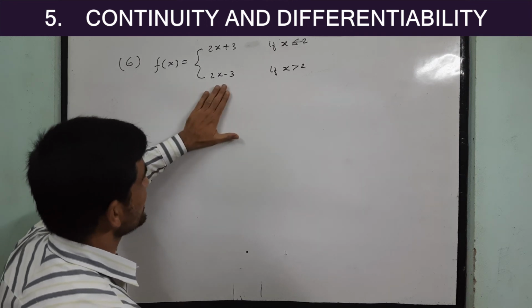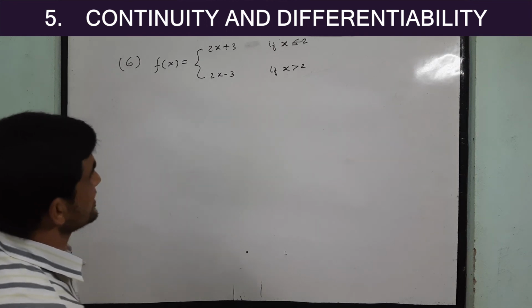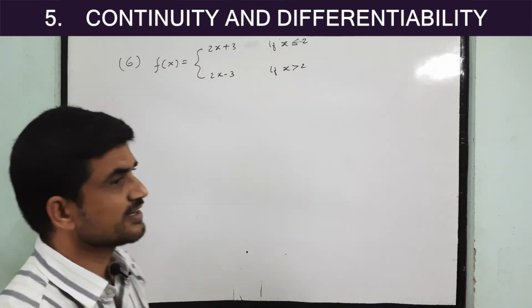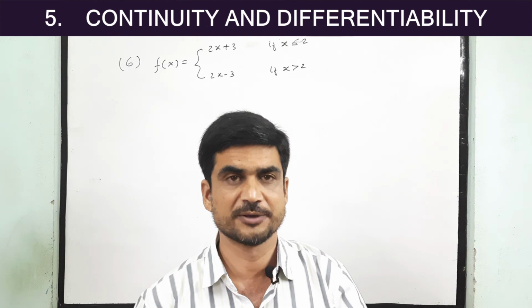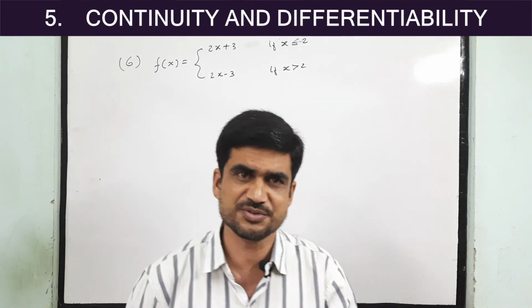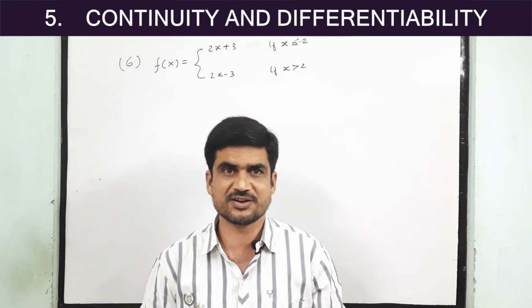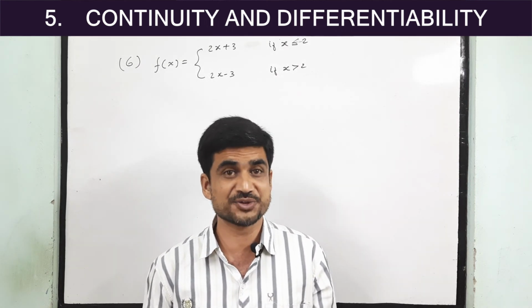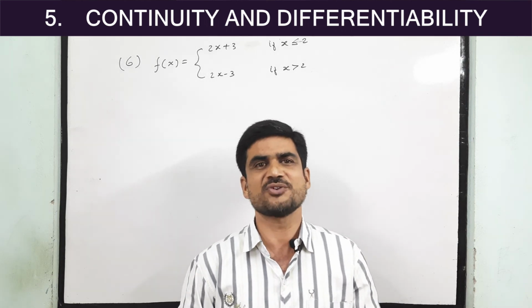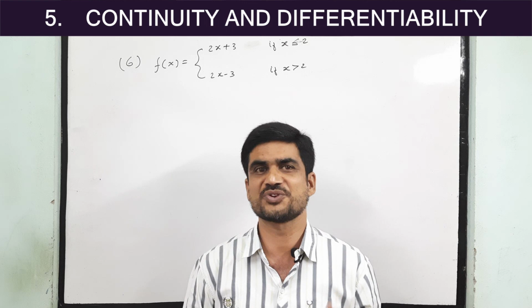So this will also be continuous, but it is changing from 2x plus 3 to 2x minus 3, and the point is 2. At x equal to 2 it is changing. So we have a doubt whether it is continuous or not. Although it is changed, it may or may not be continuous, so we will check. We have a doubt only at the point x equal to 2.